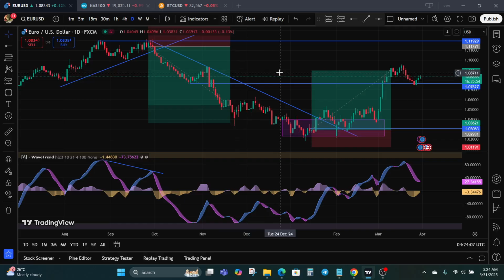So if you are looking for a powerful tool to spot high probability reversals, then the enhanced wave trend oscillator is one you should consider checking out. Understanding momentum shifts is key to better trading decisions, and this indicator helps you stay ahead of the market.